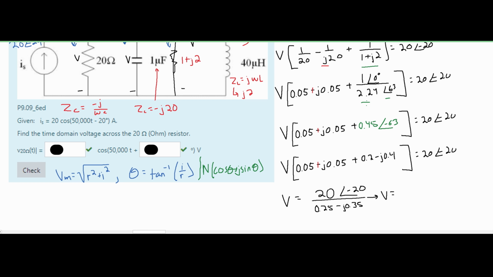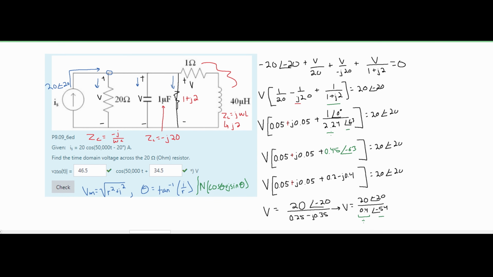Now we are going to convert our denominator into our polar form and then divide these. We are going to get approximately 0.4 with an angle of negative 54 degrees. And from here, we are going to take our numbers and divide them. We are going to take our denominator angle and subtract it from the numerator angle. And if we do this, we are going to get for our V max, or magnitude, 46.5. And then for our angle, we are going to get 34.5. And this is the answer in how you would go about solving for this problem.